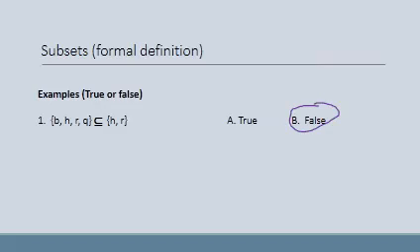Examples, let us solve the following as true or false. {B, H, R, Q} is a subset of {H, R}. This is false. The opposite is true. {H, R} is a subset of {B, H, R, Q}.